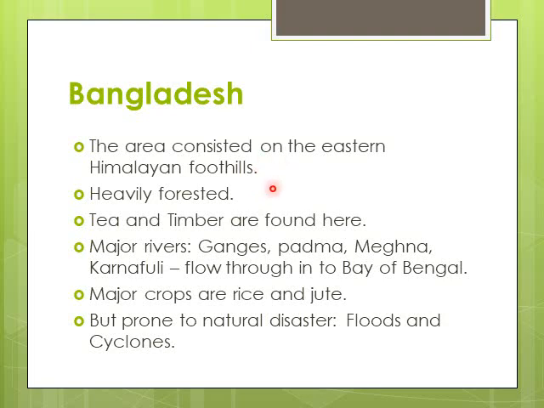It is located on the eastern side of the Himalayan foothills. The area is heavily forested and a good source of tea and timber. Many rivers like the Ganges, Padma, Meghna, and Karnafuli flow through into the Bay of Bengal. And the major crops of Bangladesh are rice and jute.